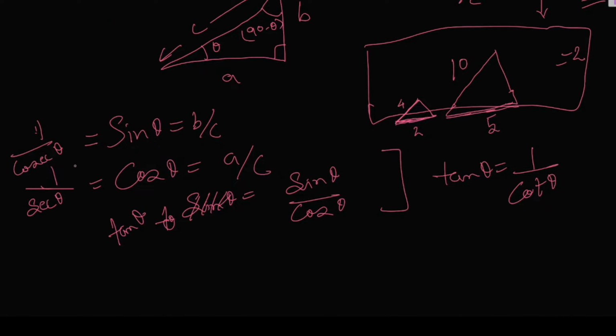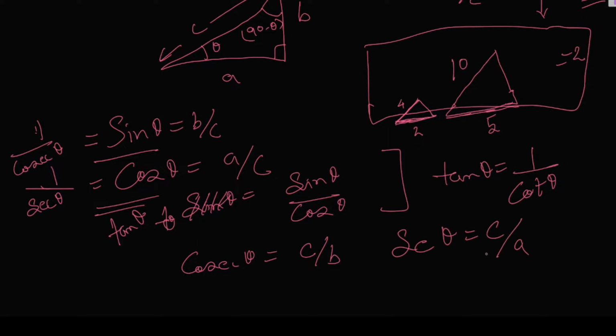So if I have to know what cosec theta is, the cosec theta would be C by B, the inverse of this thing. Sec theta would be C by A, and cot theta would be just the inverse. So sin theta by cos theta, how much is that? C will cancel, so it will be B by A, which is also perpendicular by base. So tan theta is equal to B by A, so cot theta would be A by B. Right?